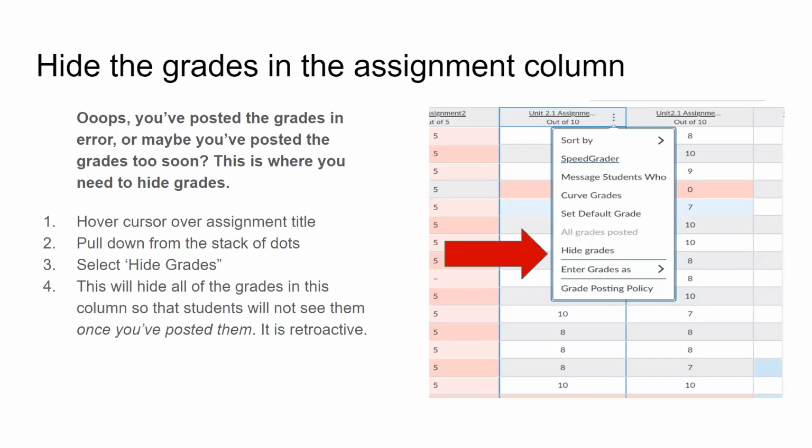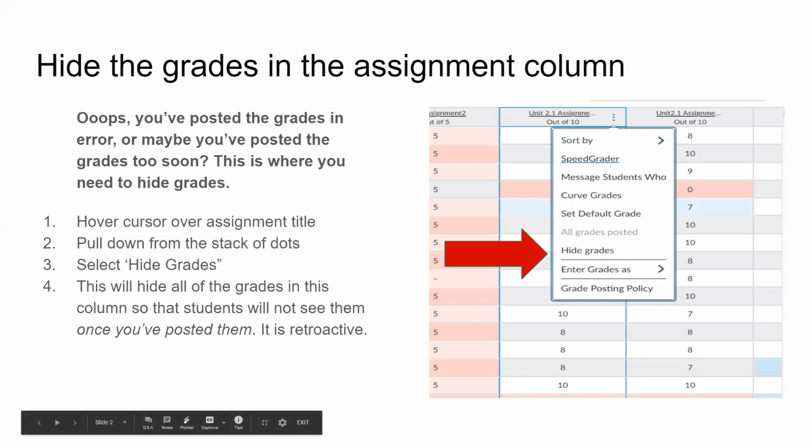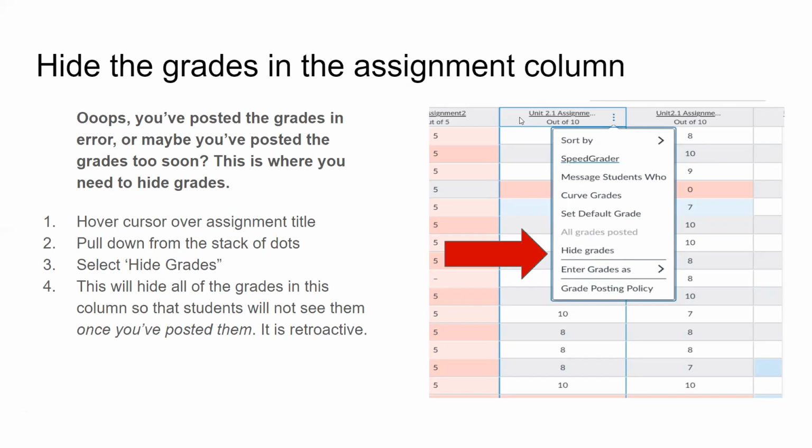One of the things is your ability to hide grades. And you might want to do this. Let's say you've posted the grades in the wrong column, which I have done, or that you have shown the grades too soon, before you wanted the students to be able to see them. Basically, all you have to do is hover your cursor over the top of the assignment where your title is, and then you'll see those three dots. Those are your action dots. Whenever you see those three dots, that means there's some action available.